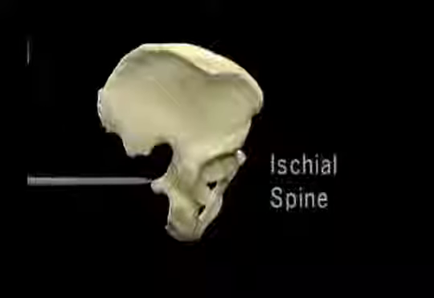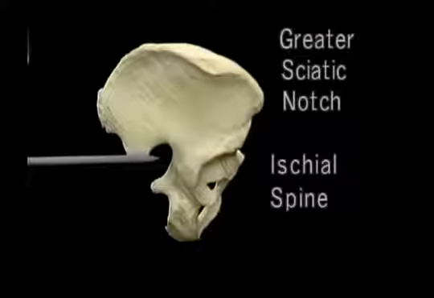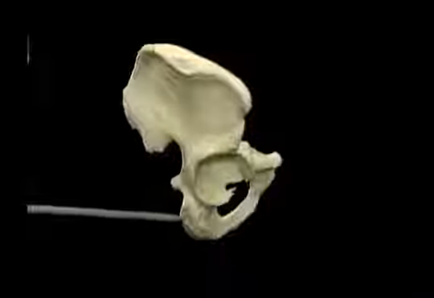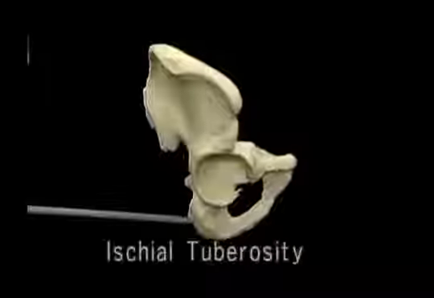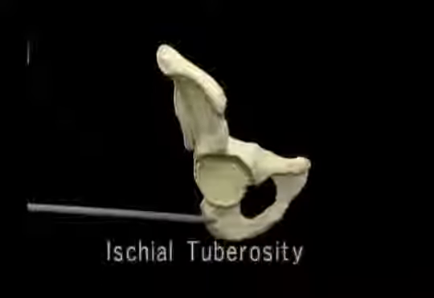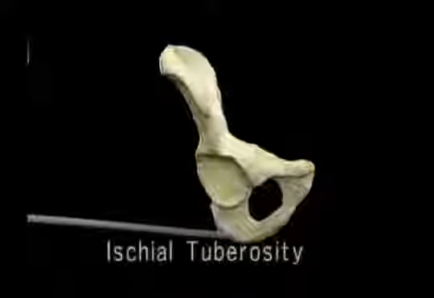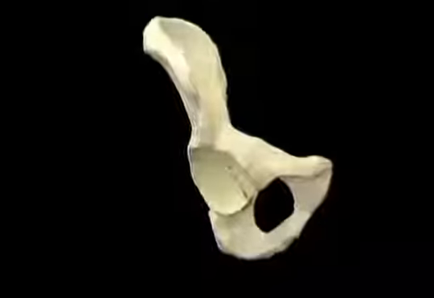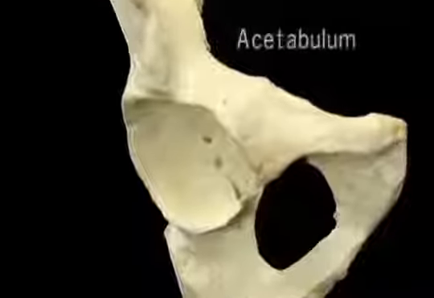This is the ischial spine, with the greater sciatic notch above it and the lesser sciatic notch below it. This is the ischial tuberosity. The ischial tuberosity is another area where many muscles attach. It's also the part of the hip bone that we sit on. The socket for the hip joint is called the acetabulum.